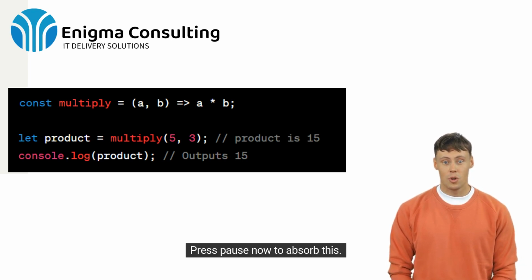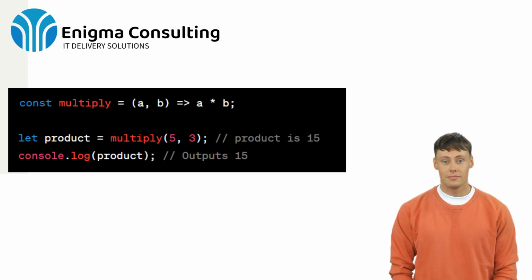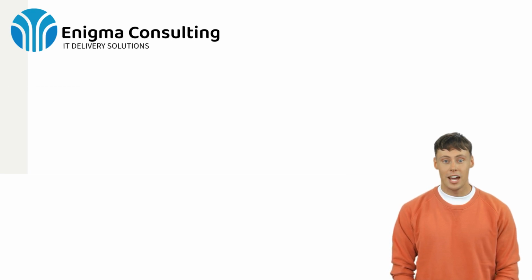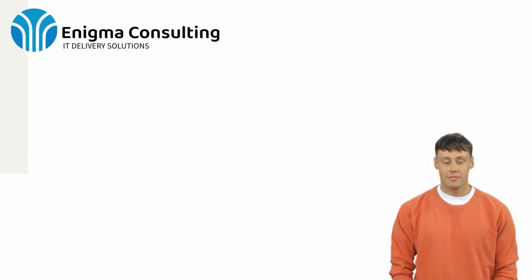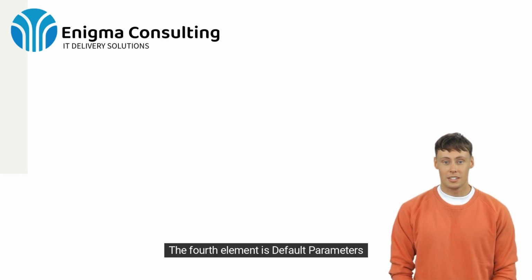Press pause now to absorb this. Arrow functions are a shorthand that can make code cleaner and more elegant, especially for simple, one-line functions. The fourth element is default parameters.